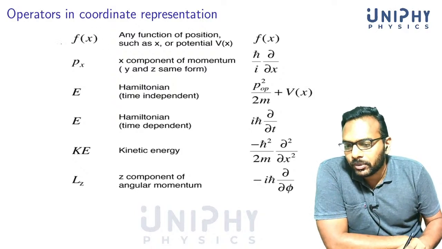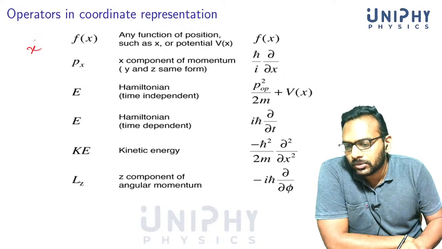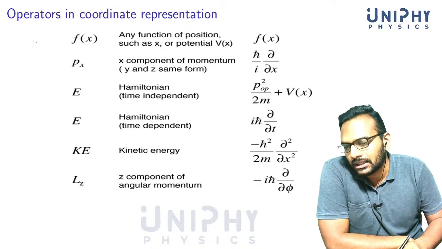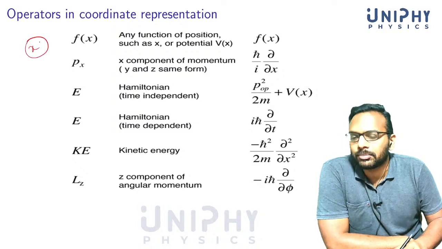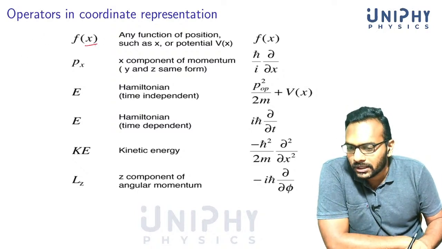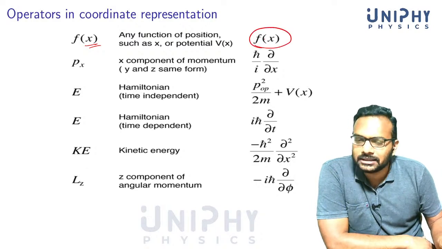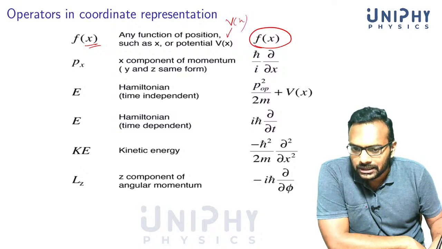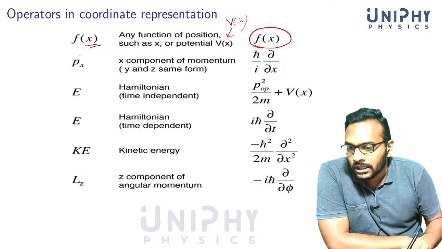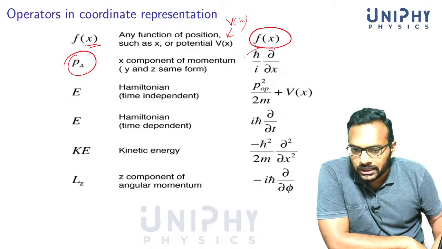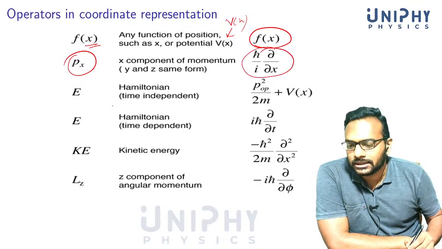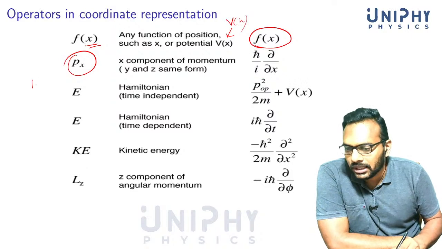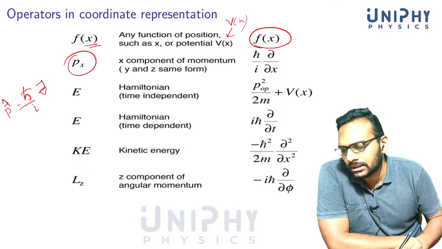So if you have a position, the operator corresponding to position is simply the position itself. Multiplying by an operator means multiplying by x. That's all. So any function of position, the corresponding operator is the corresponding function, no problem. So the operator corresponding to potential V of x is simply V of x. And the x component of momentum is h cross by i dou by dou x. And if it is in 3 dimensions, you will have to write it as h cross by i times the vector operator, the gradient.